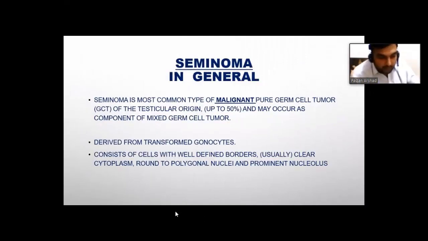So that was the anatomy, and we come towards our topic today, the seminoma in general. Seminoma is the most common type of malignant pure germ cell tumor of testicular origin, which is up to 50%, and may occur as a component of mixed germ cell tumor. Derived from the transformed gonocyte, it consists of cells with well-defined borders, clear cytoplasm, round to polygonal nuclei, and prominent nucleolus.